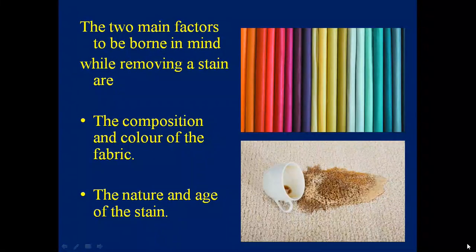The two main factors to be borne in mind while removing a stain are the composition and color of the fabric, and the nature and the age of the stain. As far as stain is concerned, you need to remember which kind of cloth the stain is on. Maybe it will be a synthetic material, maybe it will be polycot, cotton, terrycot, or a blend, or silk, or jute, or any other material. So what kind of effect would be there on a particular texture or fabric, you need to know in advance. Then only you can treat the stain properly, and you can easily remove the stains.